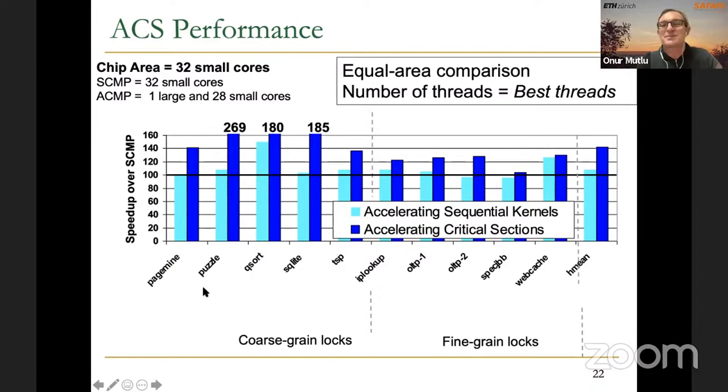So to do the comparisons fairly, a given application has a best number of threads to execute on a given system, right? Basically, we set that number of threads to do the comparison points. For example, one workload may execute on the SCMP and get the highest performance with 16 threads. So we look at that performance for that workload. The same workload may get the best performance on the accelerated critical section system with 28 threads. We look at that performance and we compare those two performance levels because that's what makes sense, right?